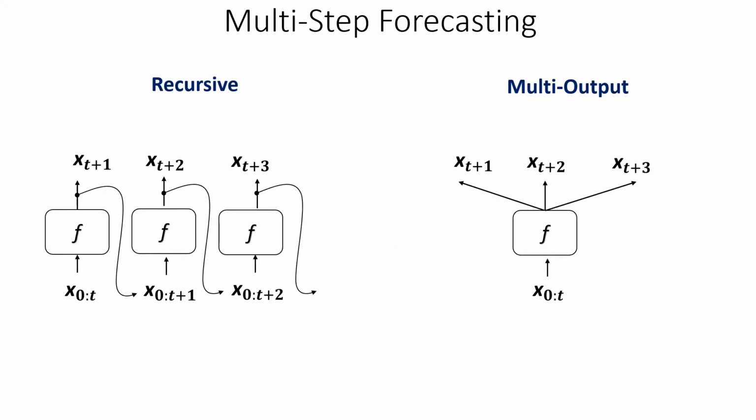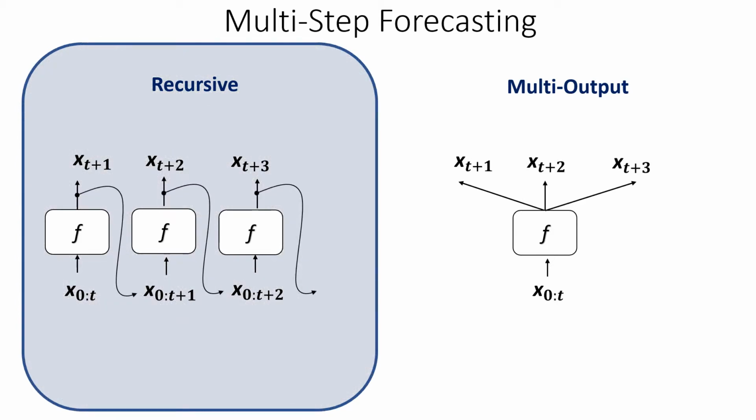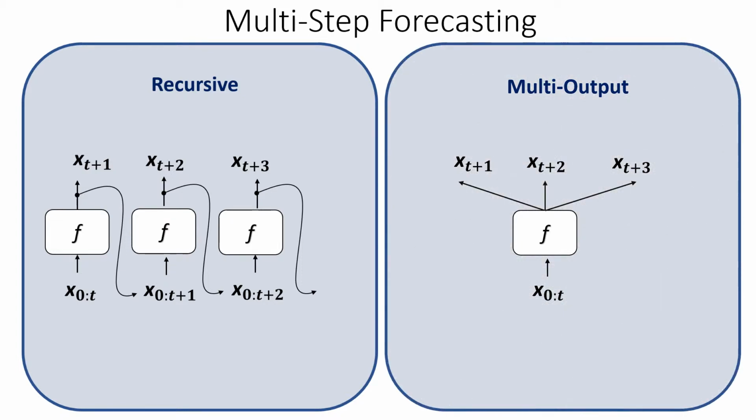There are two main model types used for multi-step forecasting: recursive and multi-output. Recursive models chain predictions together sequentially in order to predict sequences. Multi-output models do not chain predictions together, but predict multiple values simultaneously.